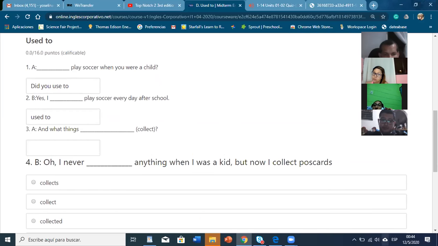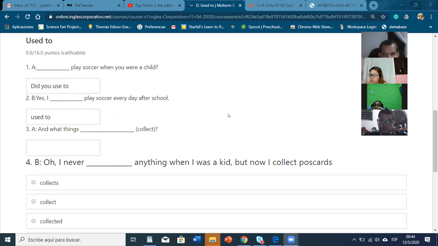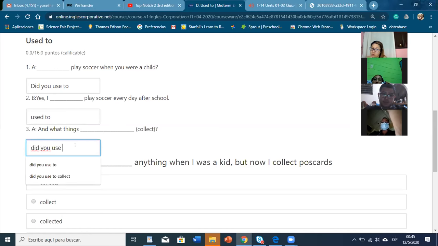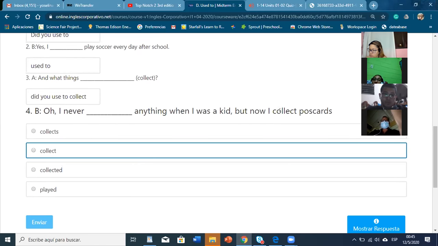Sergio, you're mute. What things did you used to collect? Follow the structure: WH, did, subject, then the verb in the base form. So what things is the WH, guys? Then auxiliary and subject, and then the verb. Did you use to? And we have to include collect, I think, because it's between parentheses. Okay, awesome.